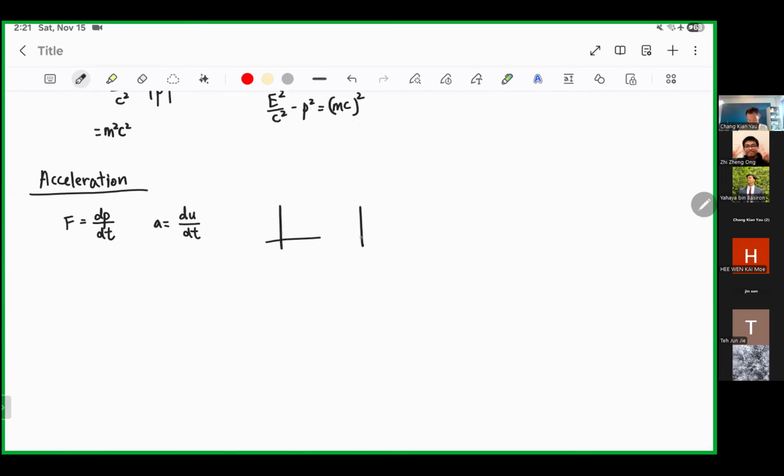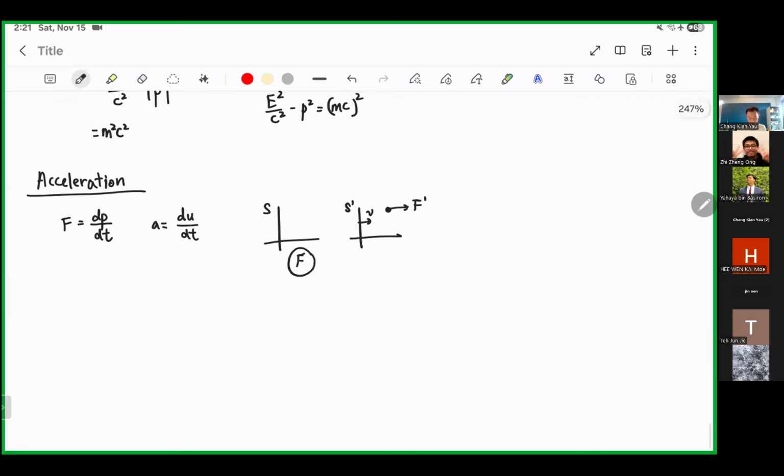Okay, let's look back at this diagram. Let's say I have an object which is experiencing a force. The force will look like F prime in the S prime frame, and the force will be F when measured in the S frame. Then we know that F prime basically equals. Wait, should I write it like this?